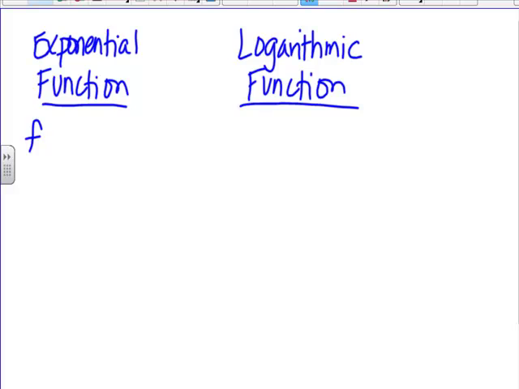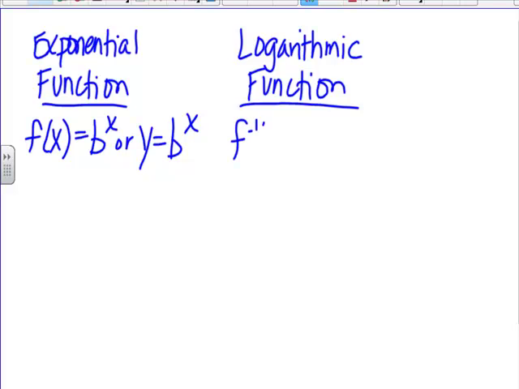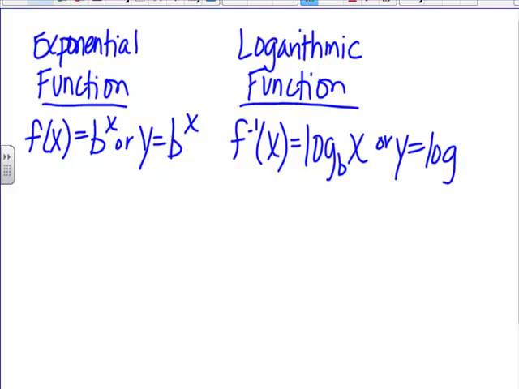Okay, exponential function, we had something like this, f of x equals b to the x, or we would call it y equals b to the x. Over here, f inverse, so this is the inverse, the logarithmic function, is log base b of x, or in some cases we might just be referring to it as y, if that's what we're working with.